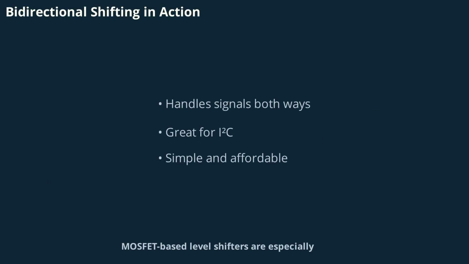MOSFET-based level shifters are especially valued for their bidirectional capability. This means they can handle signals going both ways, making them ideal for communication protocols like I2C, where devices need to both send and receive data. They're also cheap and simple to implement, which is why they're so popular in hobbyist and professional designs alike. However, they're best suited for low-speed buses and may not be ideal for high-speed applications.